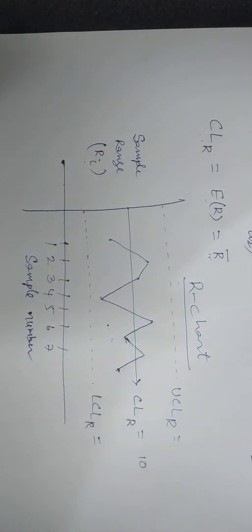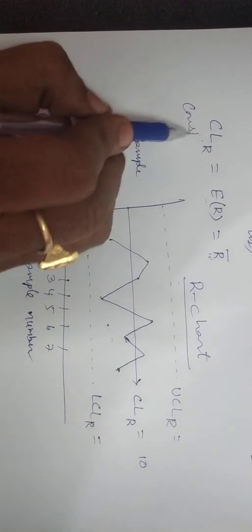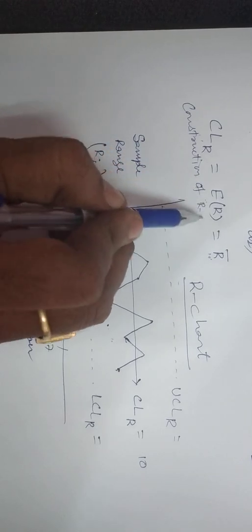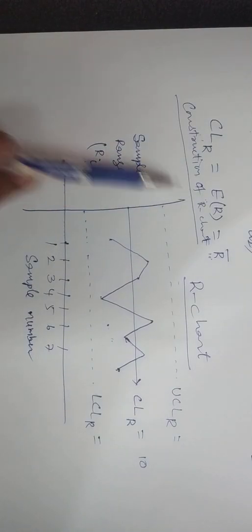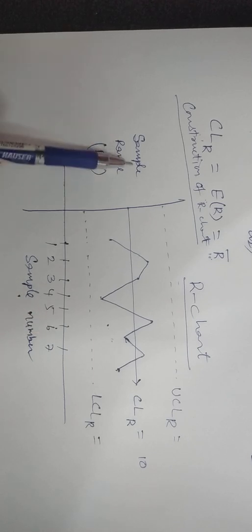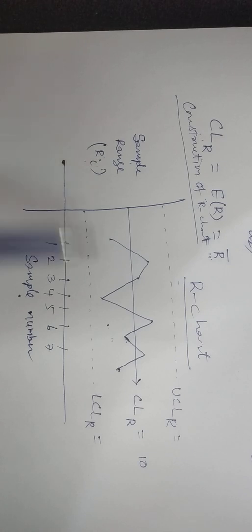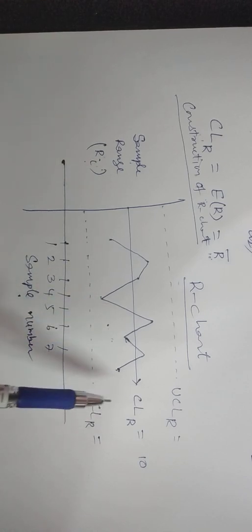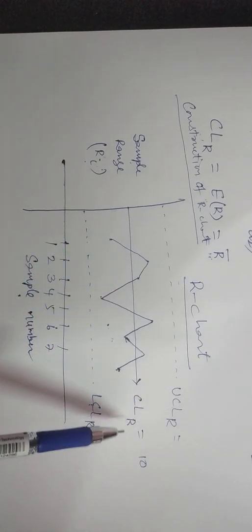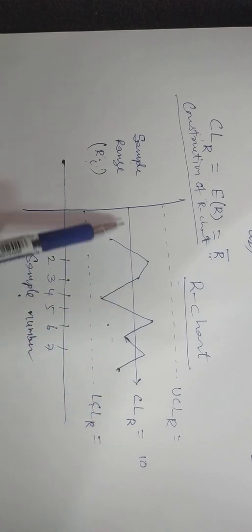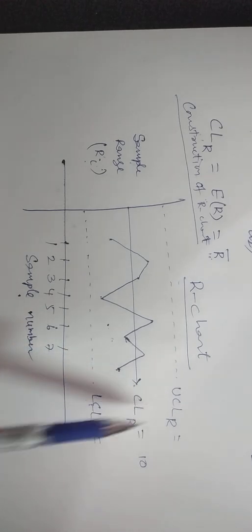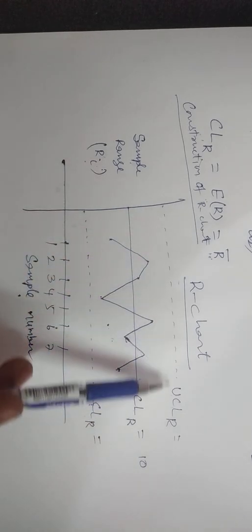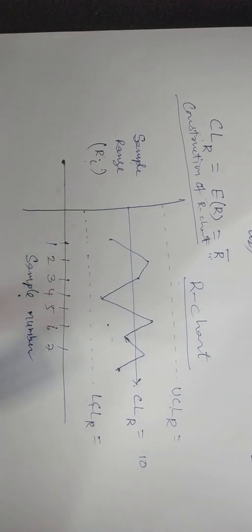Next, the fifth point: construction of the control chart, construction of the R chart. What do we do in the construction of the R chart? We consider the sample number on the x-axis and the sample ranges Ri on the y-axis, and then whatever computed values of CL, LCL and UCL we have, we draw here. CL is drawn at its respective value as a bold horizontal line, and LCL and UCL are plotted at their respective values as dotted horizontal lines. Take a scale and do it.